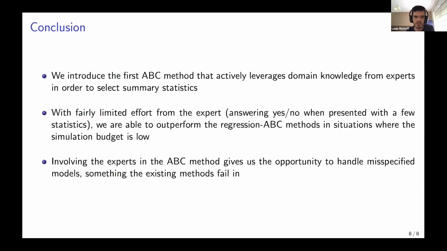So some take-home messages. We introduced the first ABC method that actively leverages domain knowledge from experts in order to select summary statistics, again, from a pool. And it involves fairly limited effort from the expert because the expert only has to give binary feedback, yes or no, and is presented with only a few statistics. And we show that we are able to outperform regression ABC in situations where the simulation budget is limited. And as I was saying just before, involving the expert also gives us the opportunity to detect misspecified models, which is something that the current method could not do.